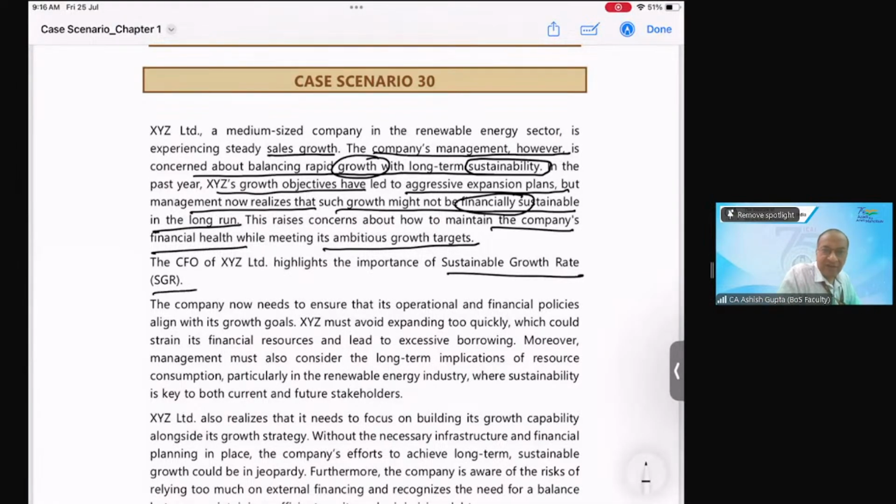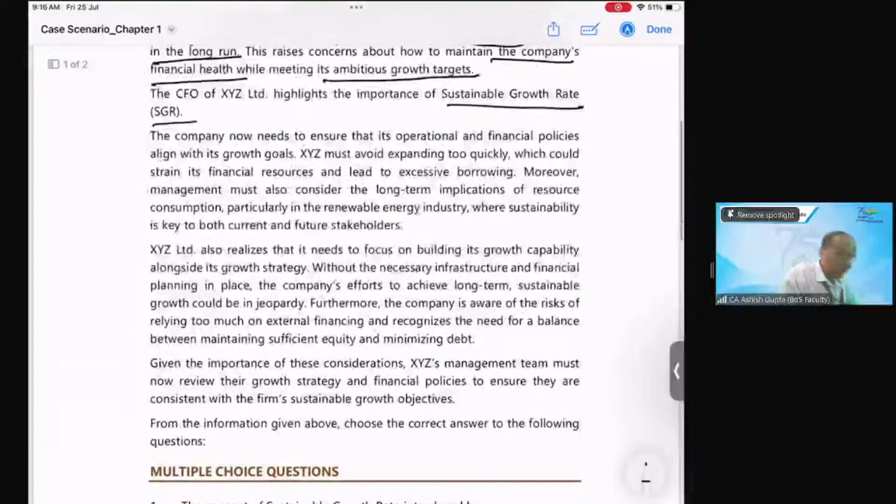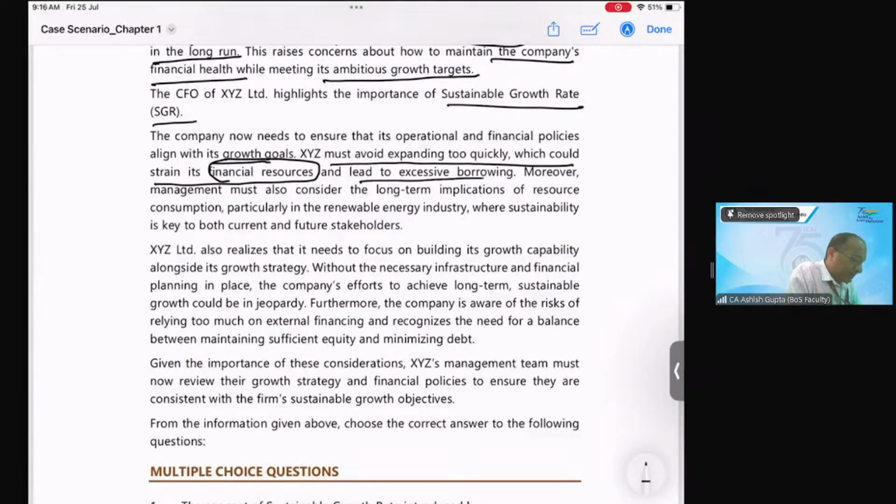The CFO of XYZ Limited highlights the importance of the sustainable growth rate, SGR. Now here we came to know this question relates to this topic. The company needs to ensure that its operations and financial policies align with this growth rate. XYZ must avoid expanding too quickly, which could strain its financial resources, that is the leverage effect, and lead to excessive borrowing. Because more growth will need more resources.